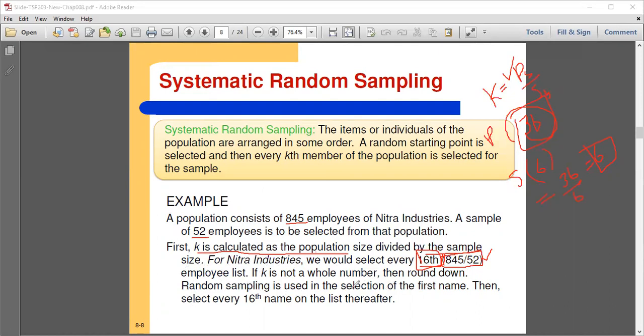Okay, random sampling is used in the selection of the first name, then every 16th name of the list thereafter. So this is the same example as I mentioned here, that every sixth house is going to be selected in a sample. Moving on to the next slide.